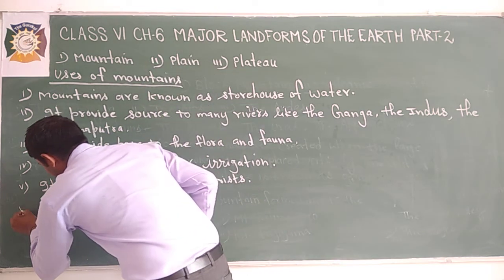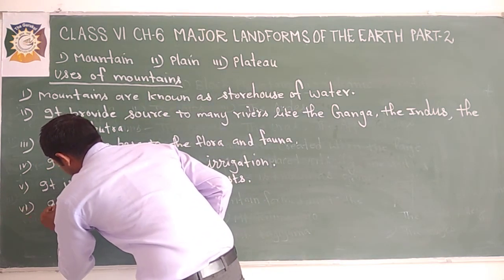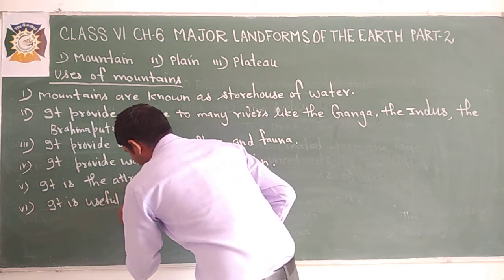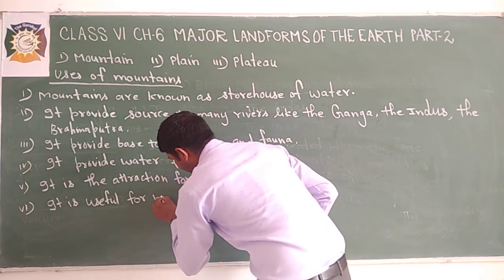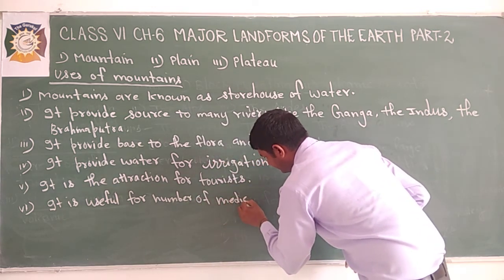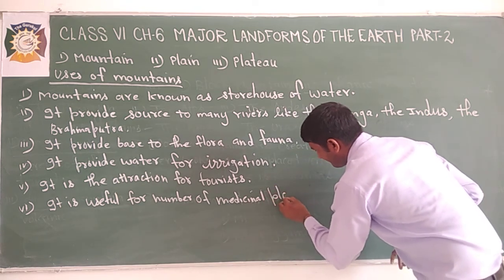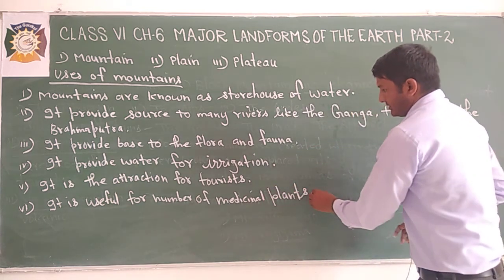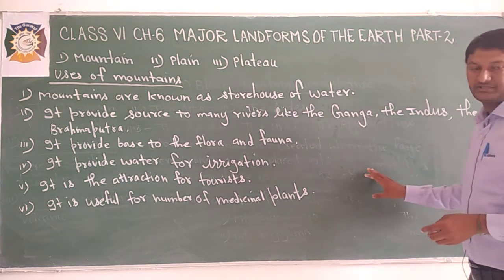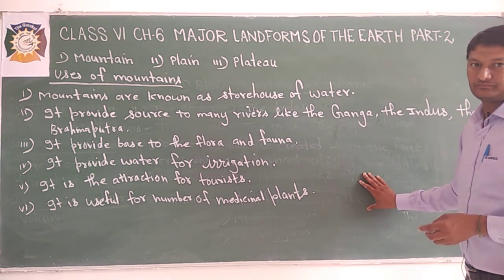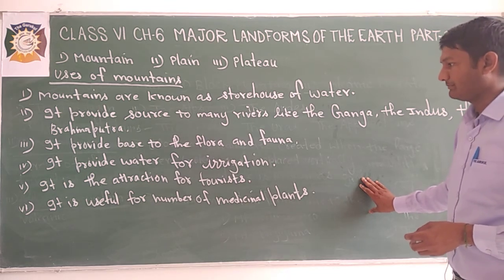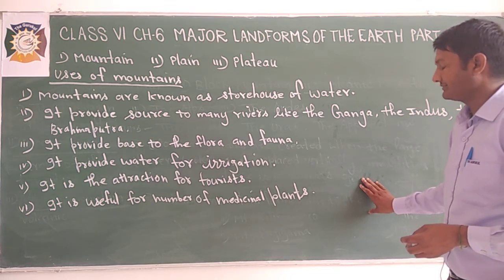And the next thing about the mountains, it is useful for a number of medicinal plants. You might have seen a number of medicinal plants are found in the Himalayas mountains. For example, Sarpgandha, Tulsi, Jamun, Kachnar. These are medicinal plants which are very helpful for us.